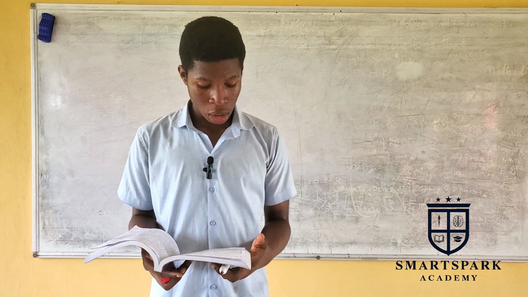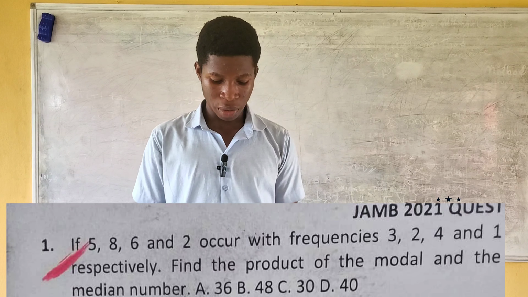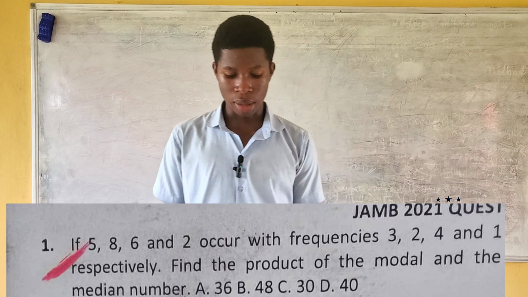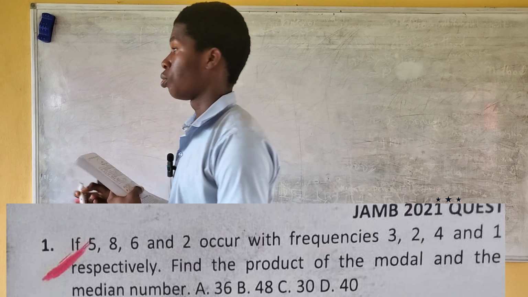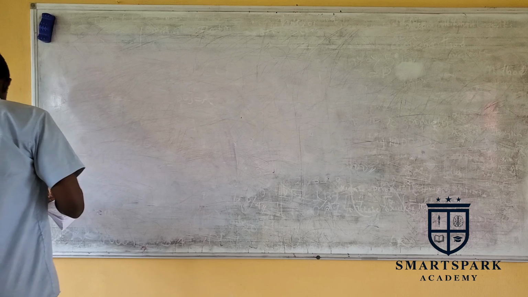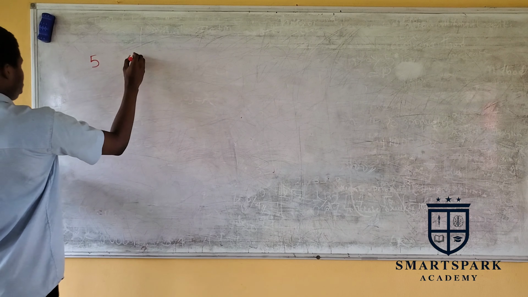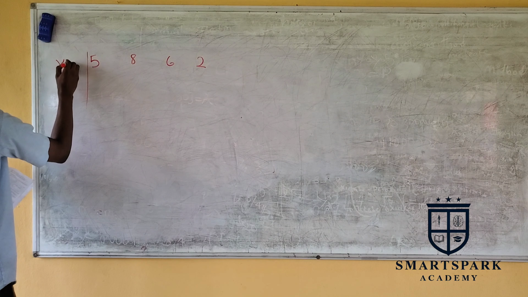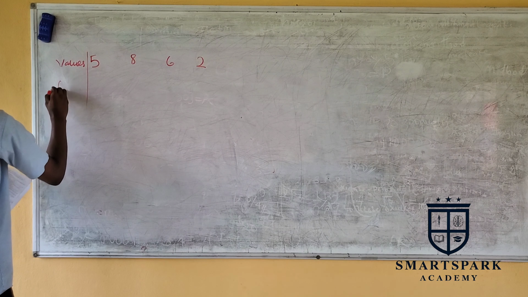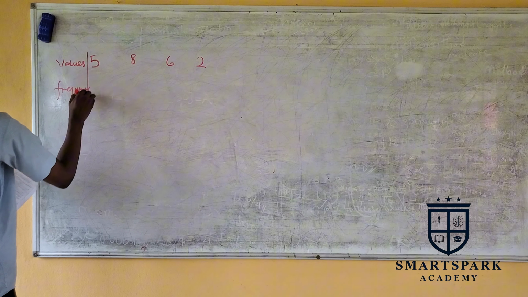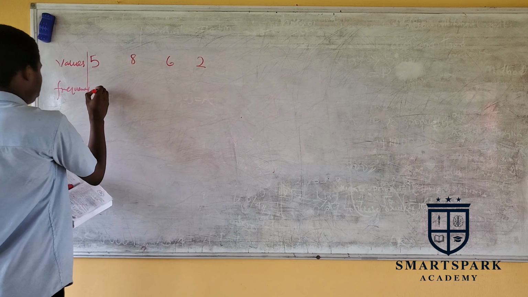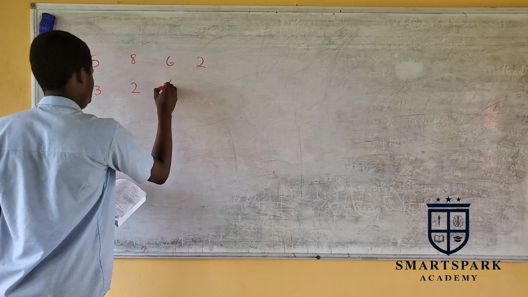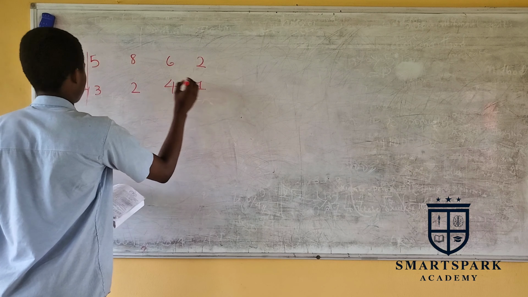Let's look at question 1. If 5, 8, 6, and 2 occur with frequencies 3, 2, 4, and 1 respectively, find the product of the modal and the mean numbers. So we are going to represent this with a table. These are the values, 5, 8, 6, and 2, and the frequency. So now, 5 occurred 3 times, 8 occurred 2 times, 6 occurred 4 times, and 2 occurred once.